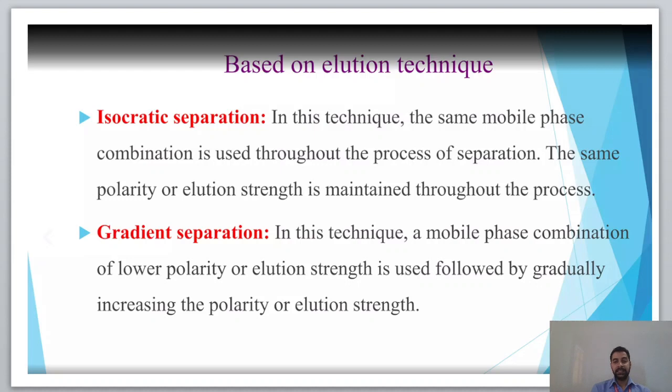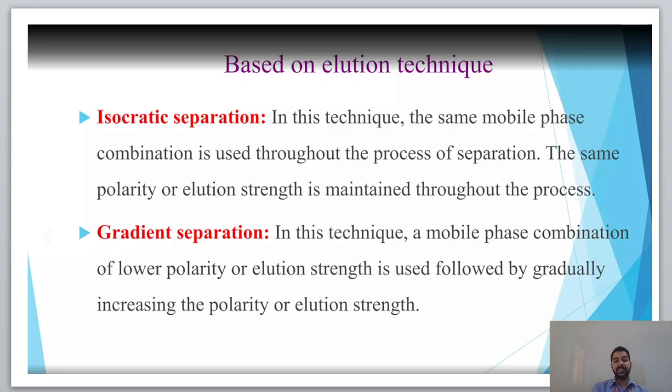In isocratic elution, the same mobile phase combination is used throughout the process of separation. Means throughout the process of separation, we are not going to change the ratio of mobile phase. Means if we incorporate a 50:50 ratio of organic and aqueous phase, the same mobile phase ratio is used throughout the process. Means the same polarity or elution strength is maintained throughout the process.